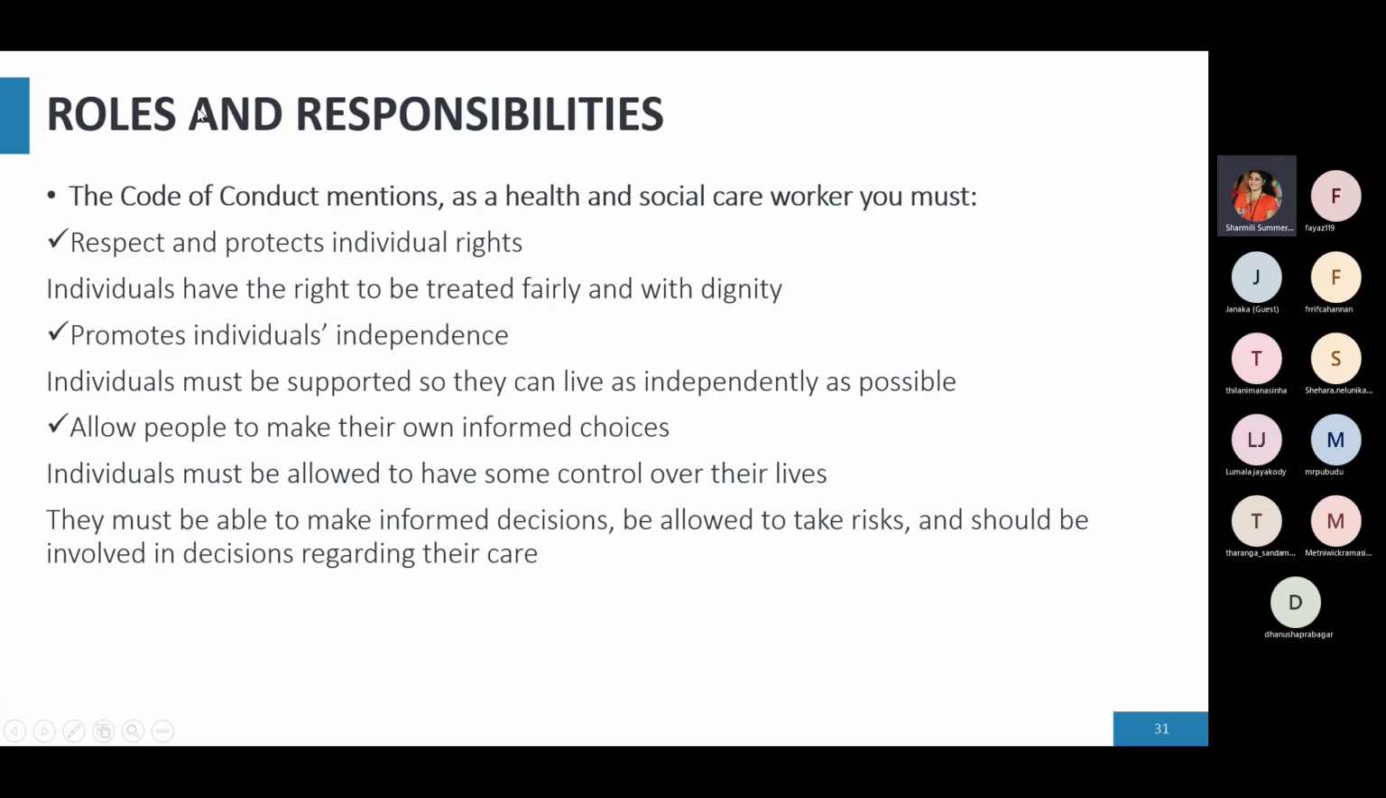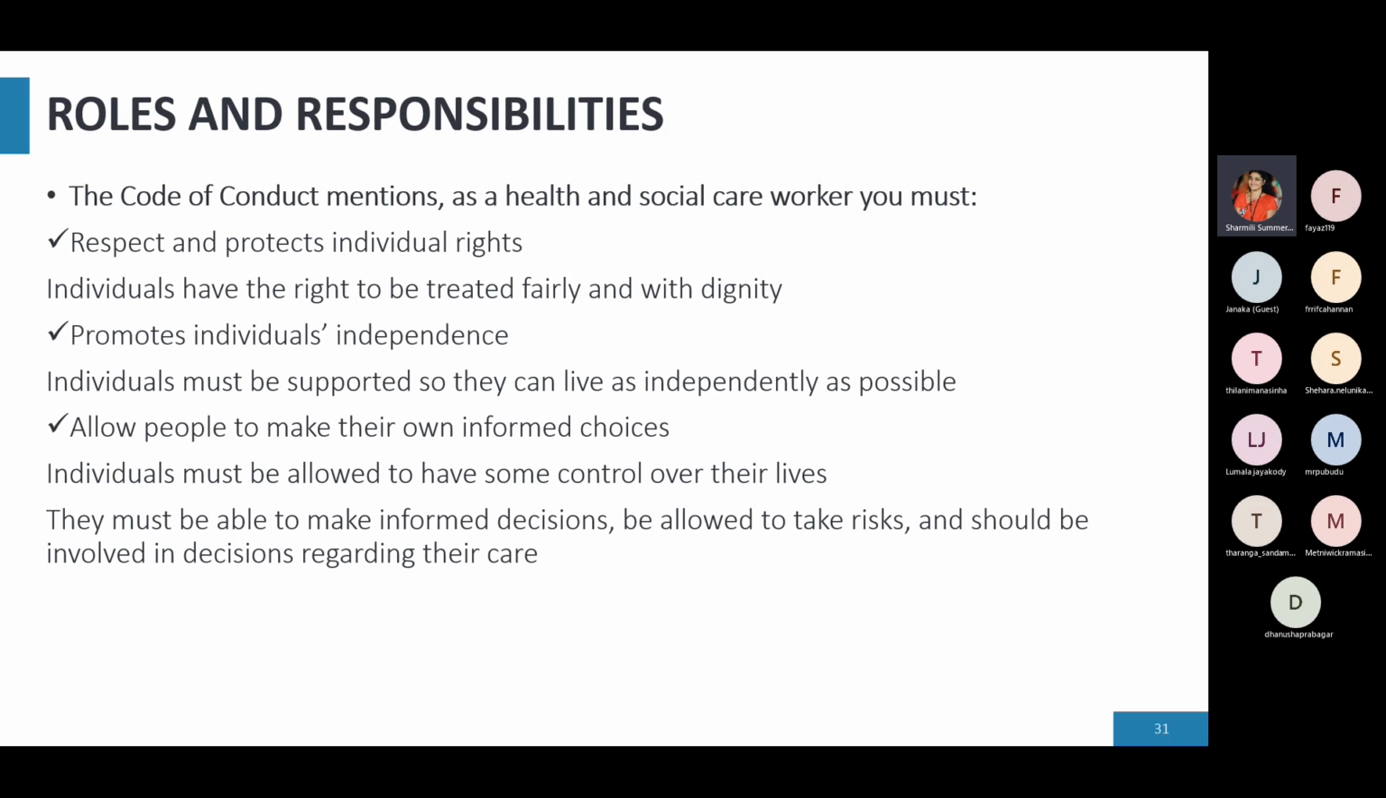Now we'll see the roles and responsibilities of the code of conduct when we are talking about the health and social care worker. As I already told you, first, we need to respect and protect individual rights. Individual rights means we need to treat all the individuals, all the patients and the other co-healthcare professionals, fairly and with dignity, with respect.